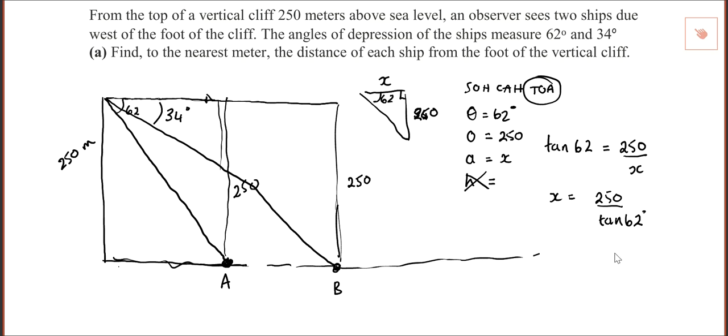And then the other ship is just the same thing, yeah? So if that's x, then the longer one, let's call it y. So y, I don't even need to redo this. It's just the tan. Oh, sorry. It's just going to be, again, 250 divided by the tan of 34 degrees.